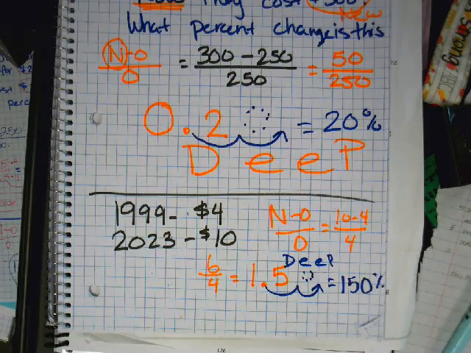I'll let you know a little secret. If the top number, after you subtract, is bigger than the bottom, your answer is going to be above 100%. Okay? If the top number is bigger than the bottom number, you're going to be above 100%. Okay?